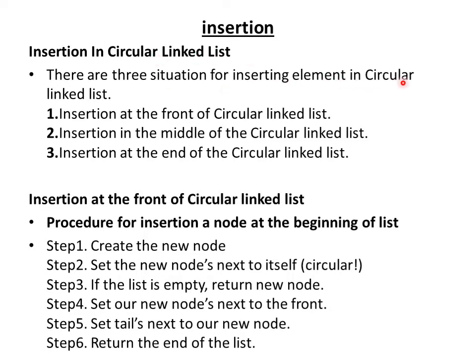There are three situations for inserting elements in a circular linked list: insertion at the front of the circular linked list, insertion in the middle of the circular linked list, and insertion at the end of the linked list. First one, insertion at the front of the circular linked list. The procedure to be followed is: create a new node. Previously I have told how it should be created, the same thing I won't explain here. Then set the node's next to itself. If the list is empty, return the new node. Set our node's next to the front. Then set tail's next to our new node and return the end of the list.